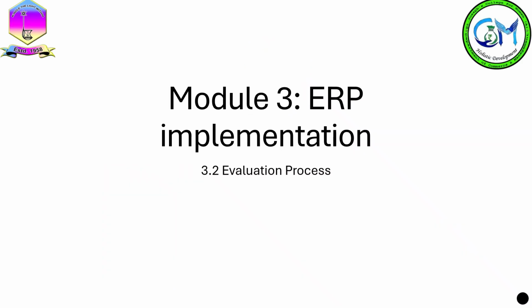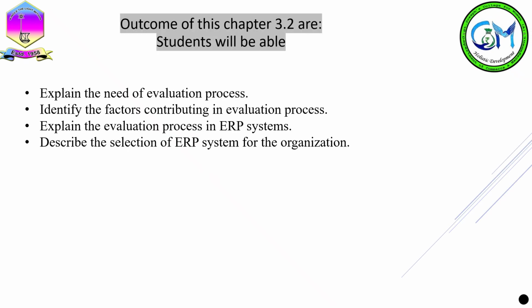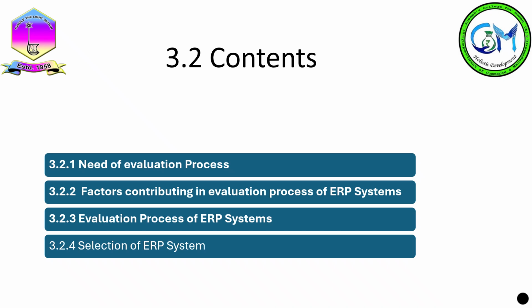The next submodule is Evaluation Process in ERP Implementation. The outcomes of this chapter are: explain the need of evaluation process, identify the factors contributing in evaluation process, explain the evaluation process in ERP systems, describe the selection of ERP system for the organization. The contents are: need of evaluation process, factors contributing in evaluation process of ERP systems, evaluation process of ERP system, and selection of ERP systems.